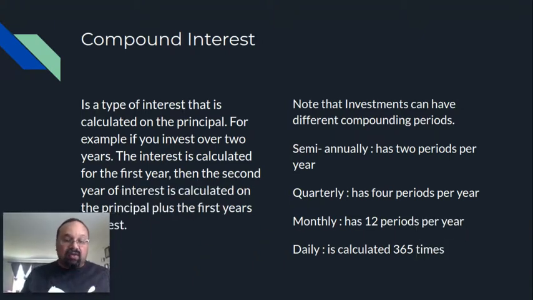If you have a semi-annual compounded interest, it means you have 2 periods per year. If it's quarterly, it's 4. If it's monthly, it's 12. And if it's daily, it's 365. That only comes into effect when we're actually taking a look at the formula.